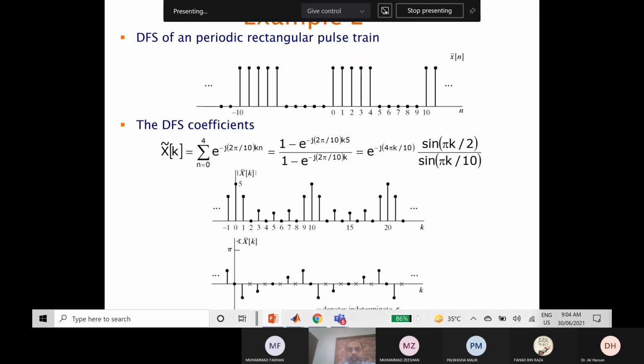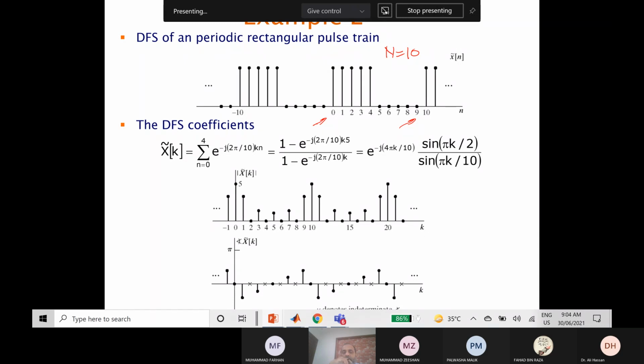For example, this is a periodic signal. It is repeating itself from 0 to 9, so capital N is 10, because there are 10 samples in it. So it is repeating after every 10 samples. And we need to find the contribution of each.